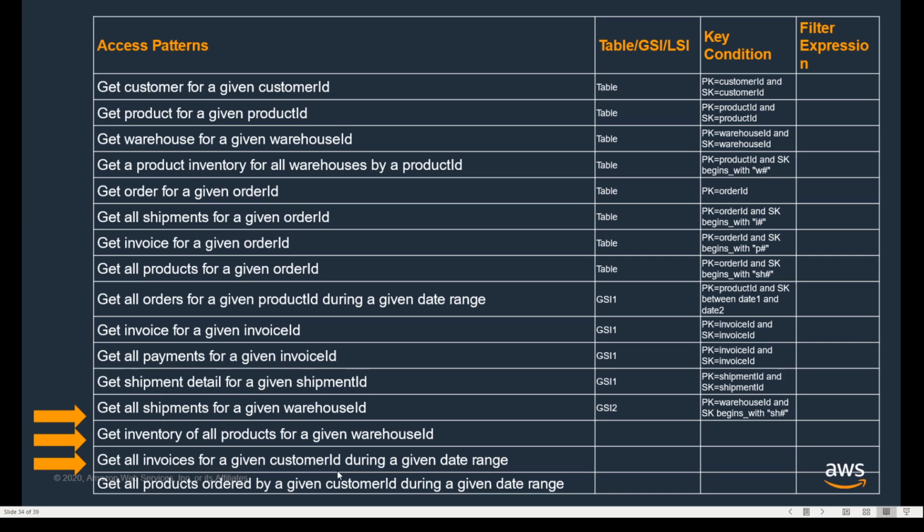All right, let's go back to our next set of patterns here, which is get inventory for all products for a given warehouse. Get all invoices for a given customer ID, get all products ordered by a given customer ID during a given date range. All right, so we're getting pretty much to the end of the model here.